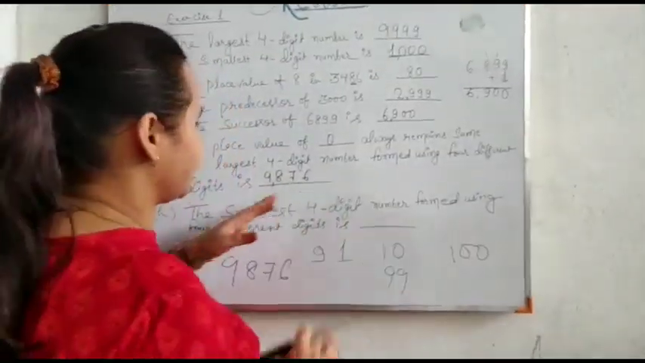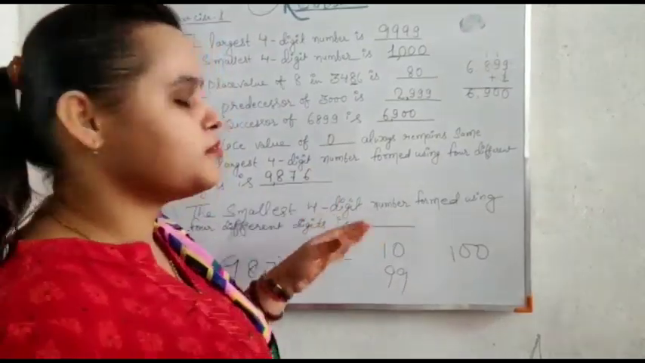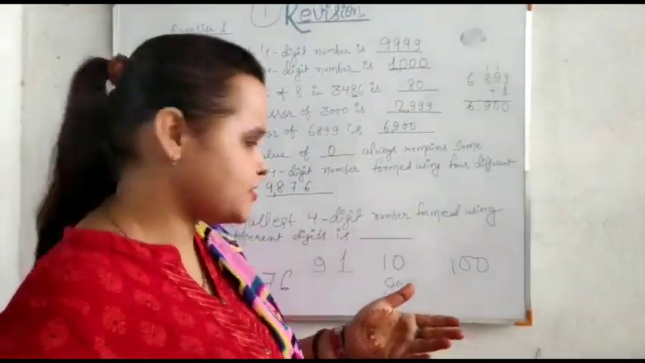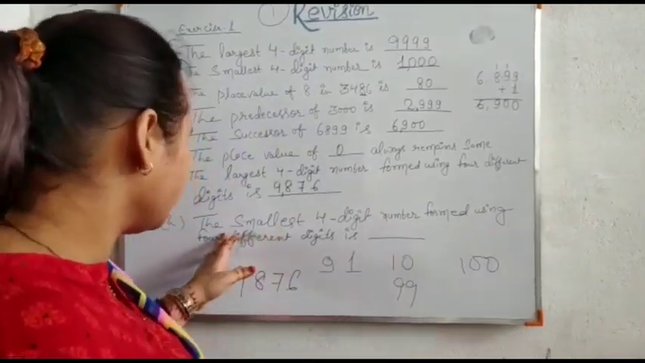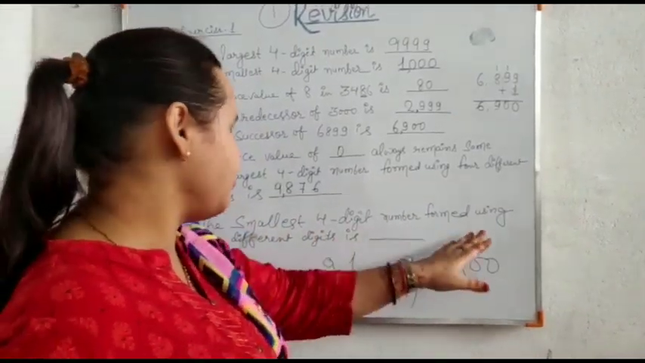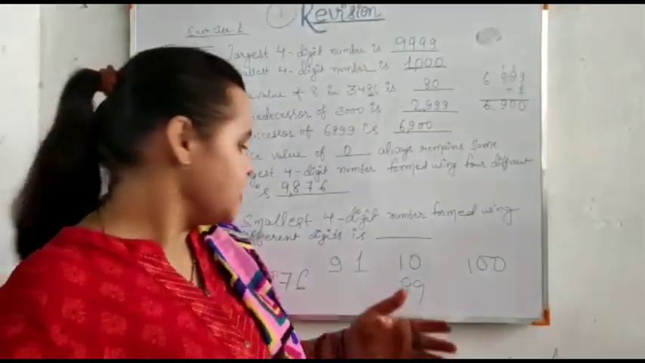This is the largest 4 digit number formed using 4 different digits. Last question is question 1: the smallest 4 digit number formed using 4 different digits.